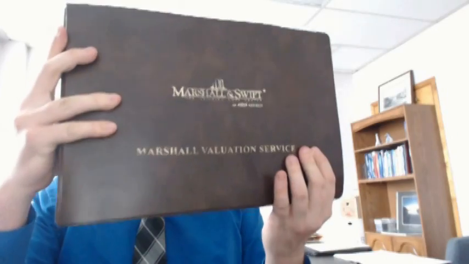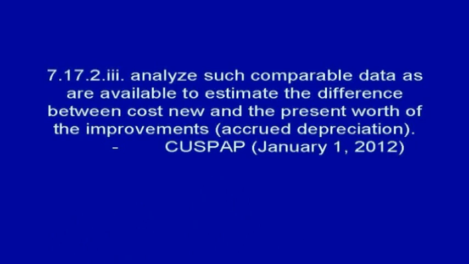This data may be drawn from the appraiser's information of costs of similar developments, or from cost manuals such as the Marshall Valuation Service, or in some cases contractor quotes can also be referenced. The appraiser must also analyze such comparable data as are available to estimate the difference between the cost new and the present worth of the improvements, or accrued depreciation. This depreciation can be the culprit when a development is worth less than the cost to develop.